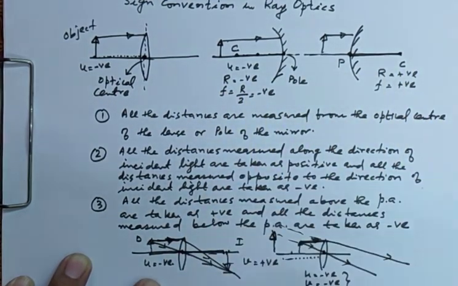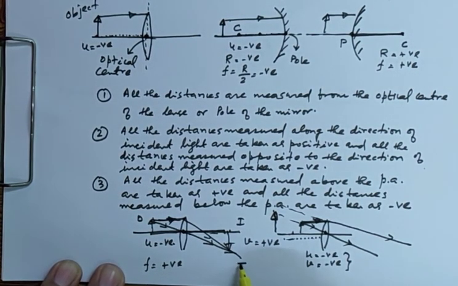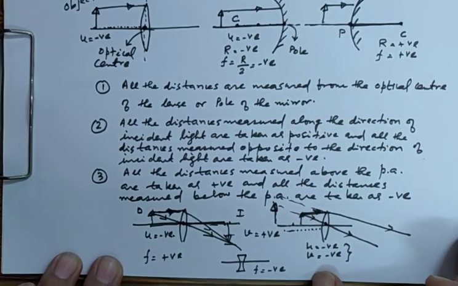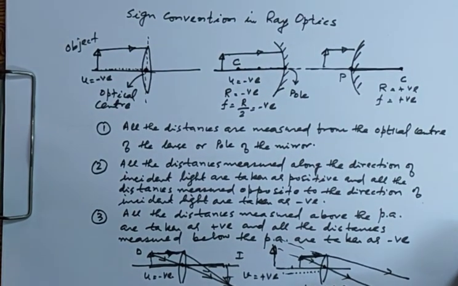Similarly, for the convex lens we put a positive sign, and for the concave lens the focal length is taken as negative. This we will understand with more examples in coming questions.